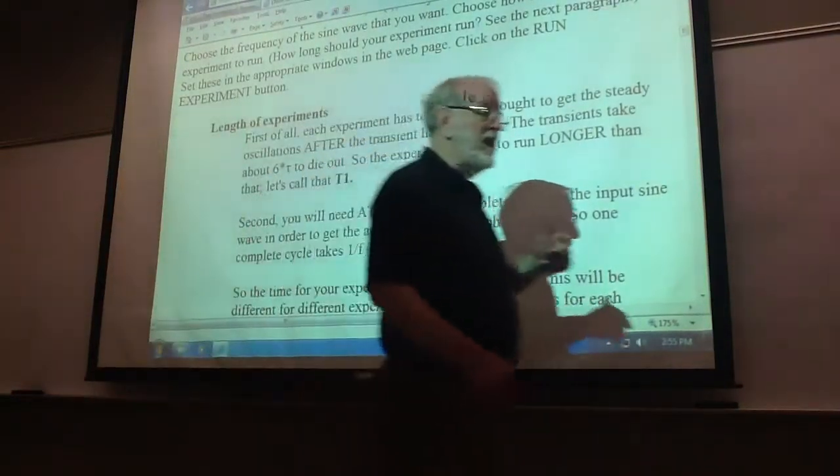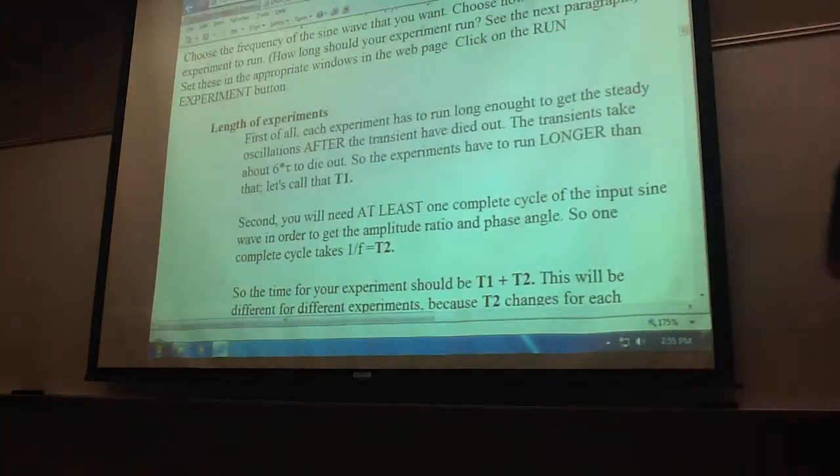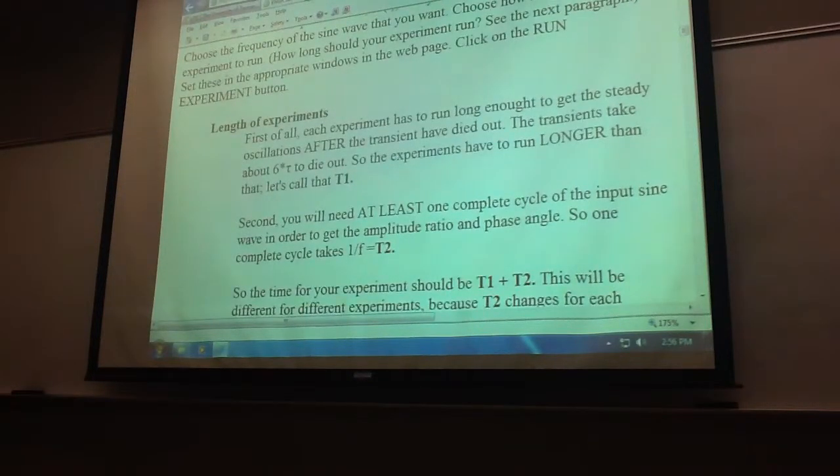And then it would be nice, after it steadies out and gets over the initial transients, if it runs 3 more cycles. The reason we like for it to have 3 good cycles is you can measure the amplitude ratio at each of 3 different places and use Student's t to find out the variability in that, and the phase shift at 3 different places, and use Student's t to figure out what the uncertainty in that is.